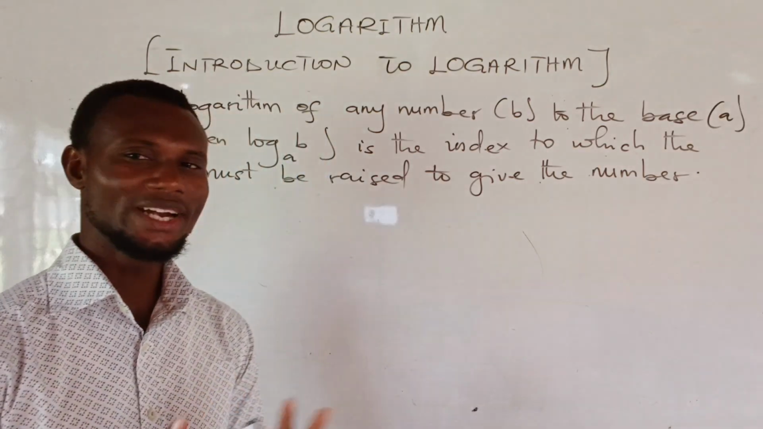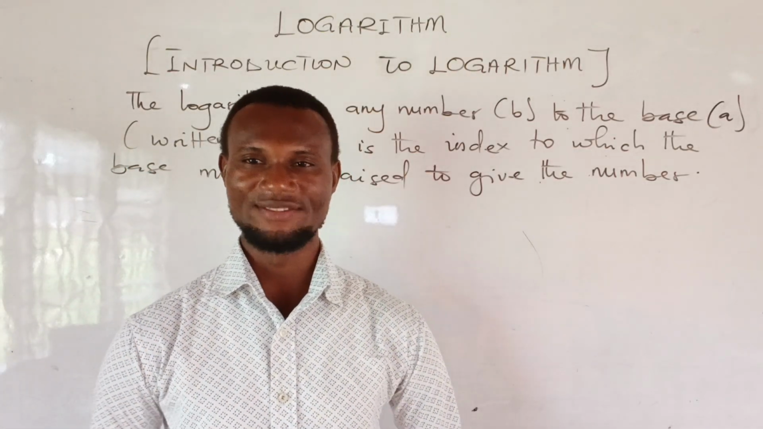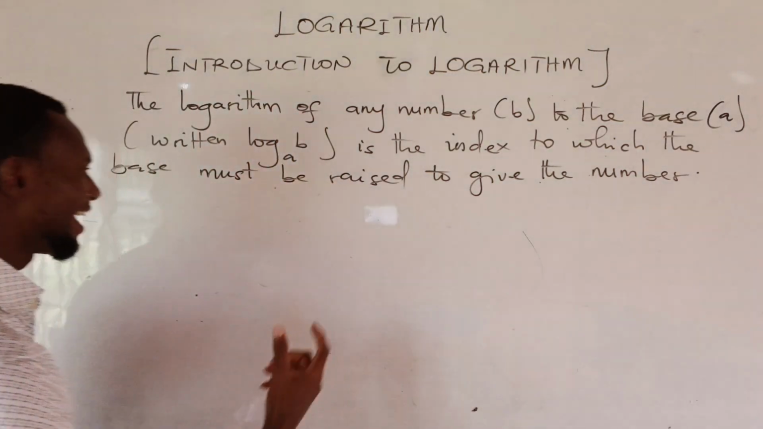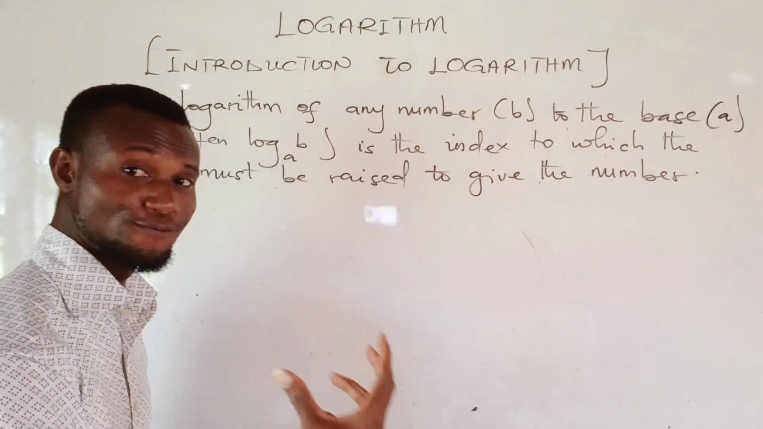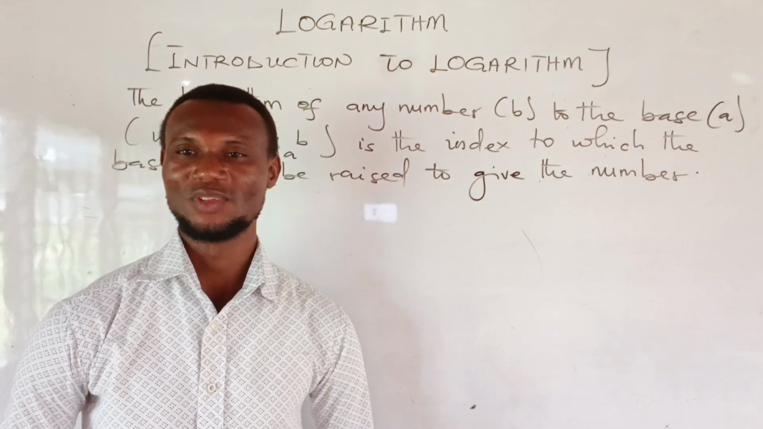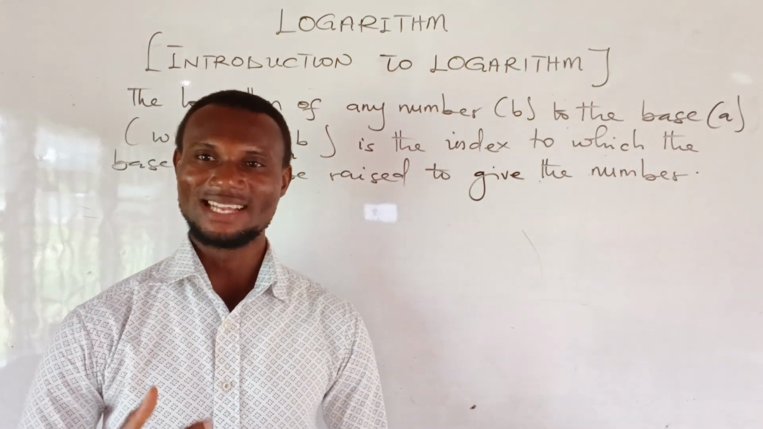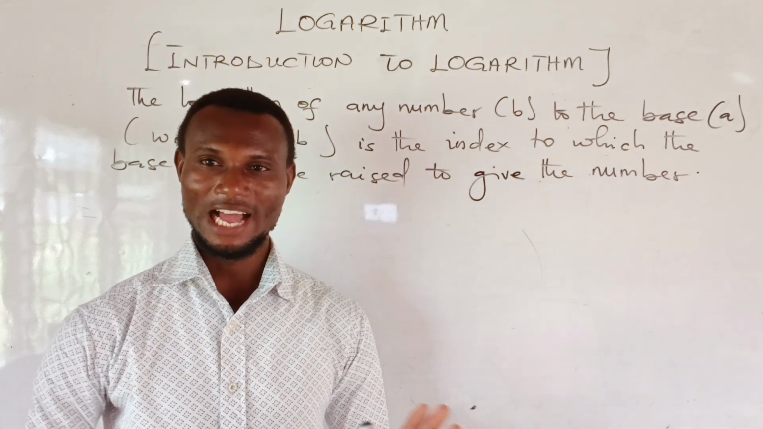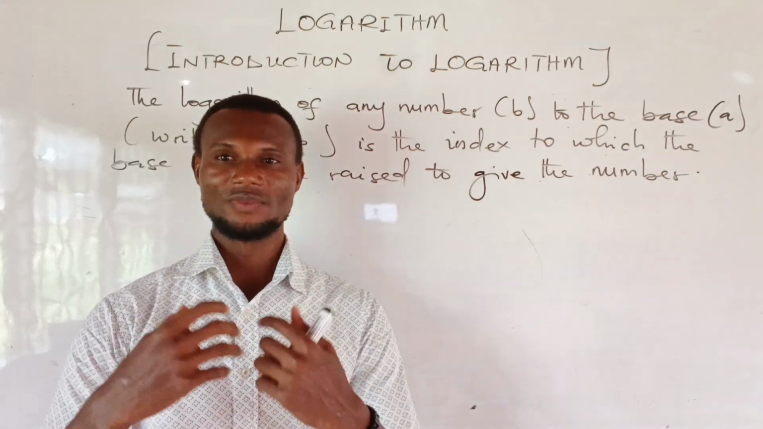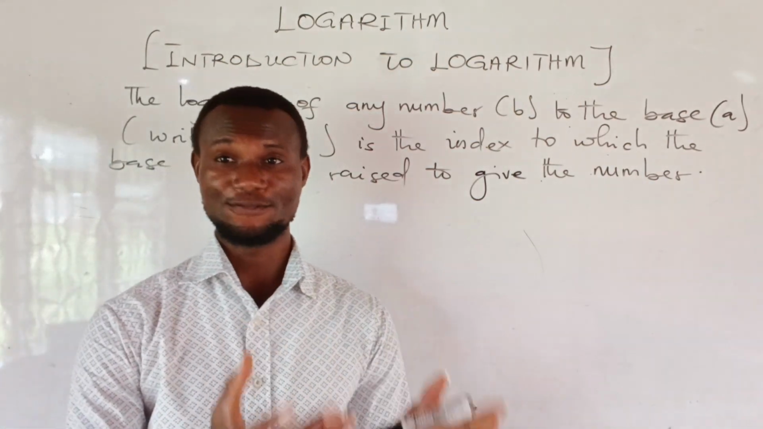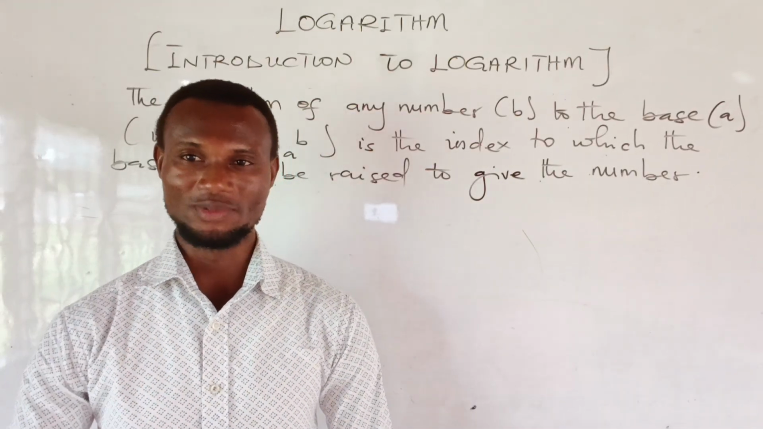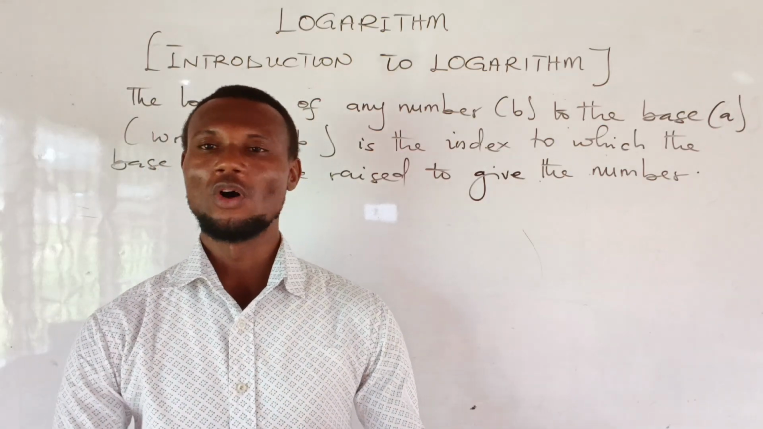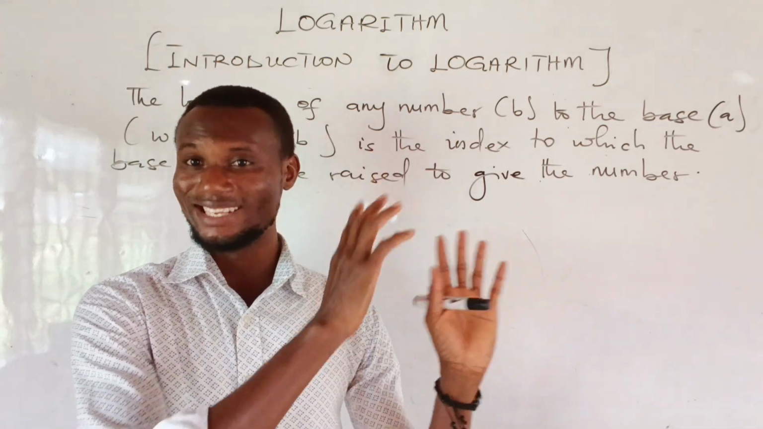Now, what does it mean to express a given number in index form or in exponential form? To express any given number in index form or exponential form simply means that you are going to write that number as a repeated multiple of another number. Very simple as that. I'm going to repeat it one more time. To express any given number in index form or in an exponential form simply means that you are going to write that number as a repeated multiple of another number, which will result into that same value.